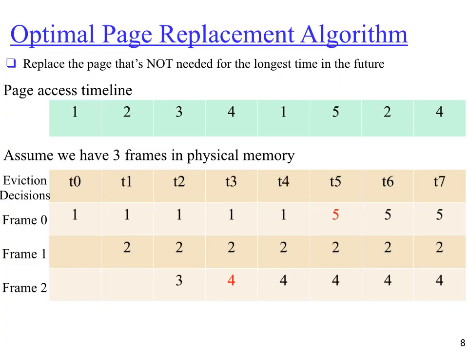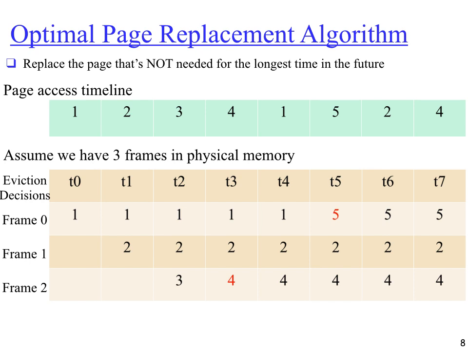So the optimal page replacement algorithm works as follows. Its goal is to replace a page that will not be needed for the longest time in the future. So assume that you have an oracle, or a crystal ball, that tells you what will be the page accesses for a program all the way into the future to its termination.